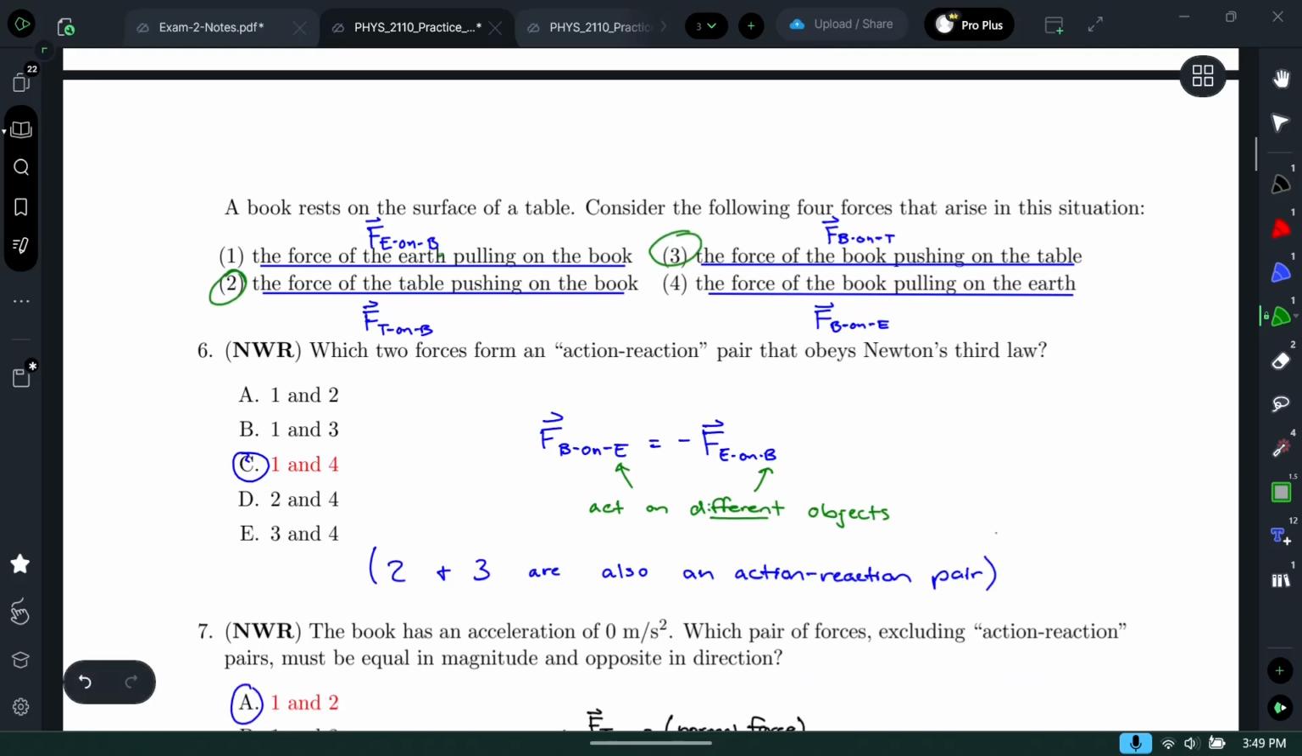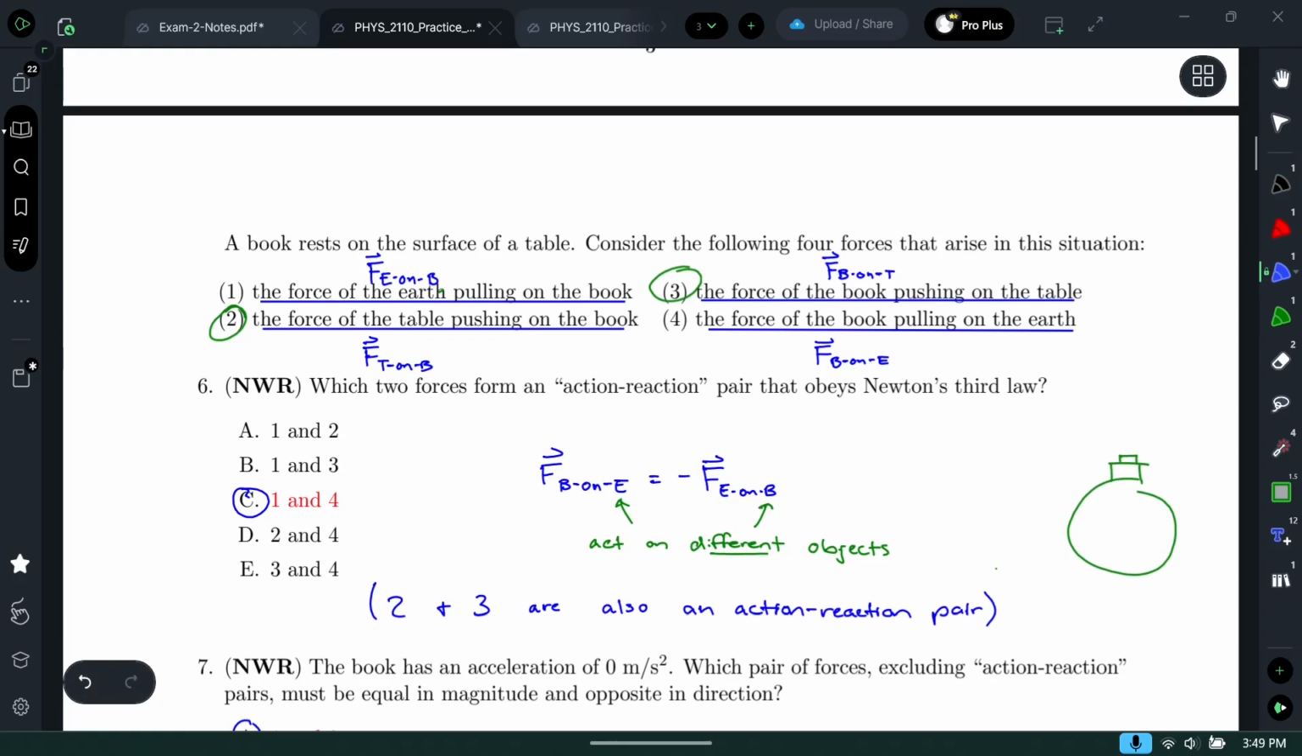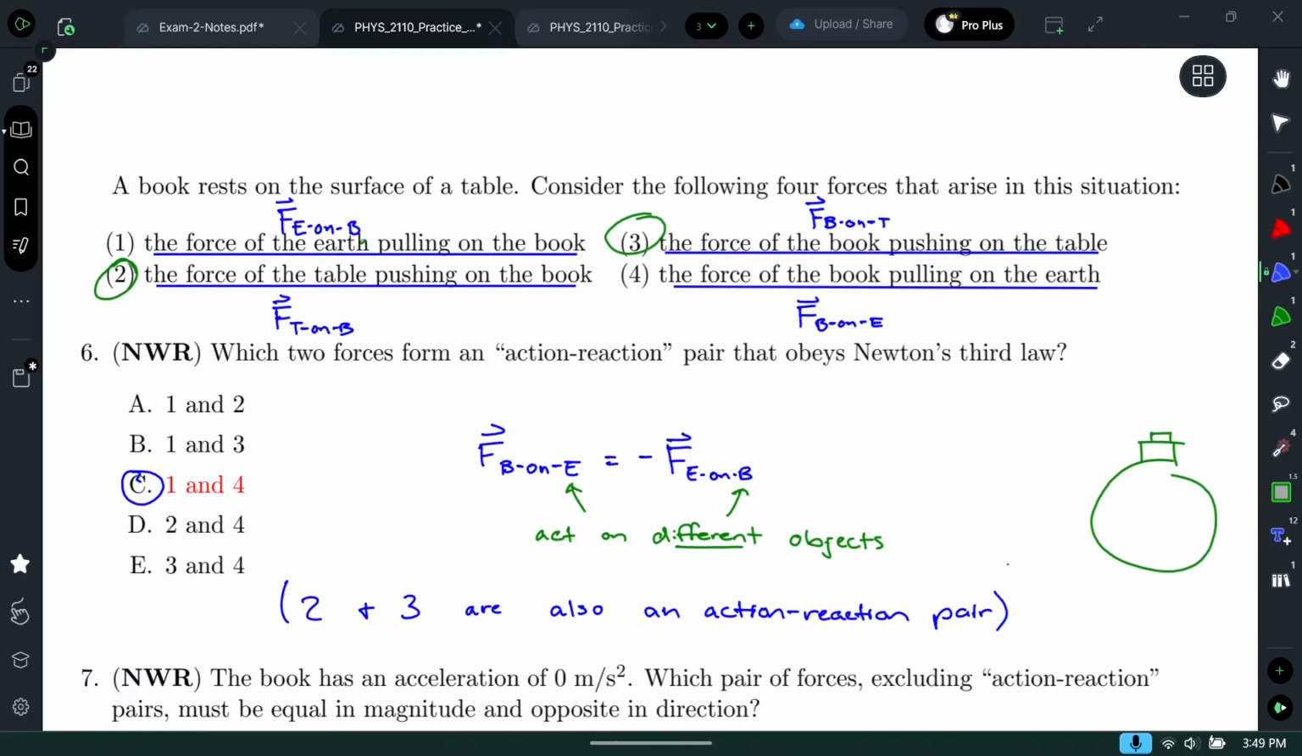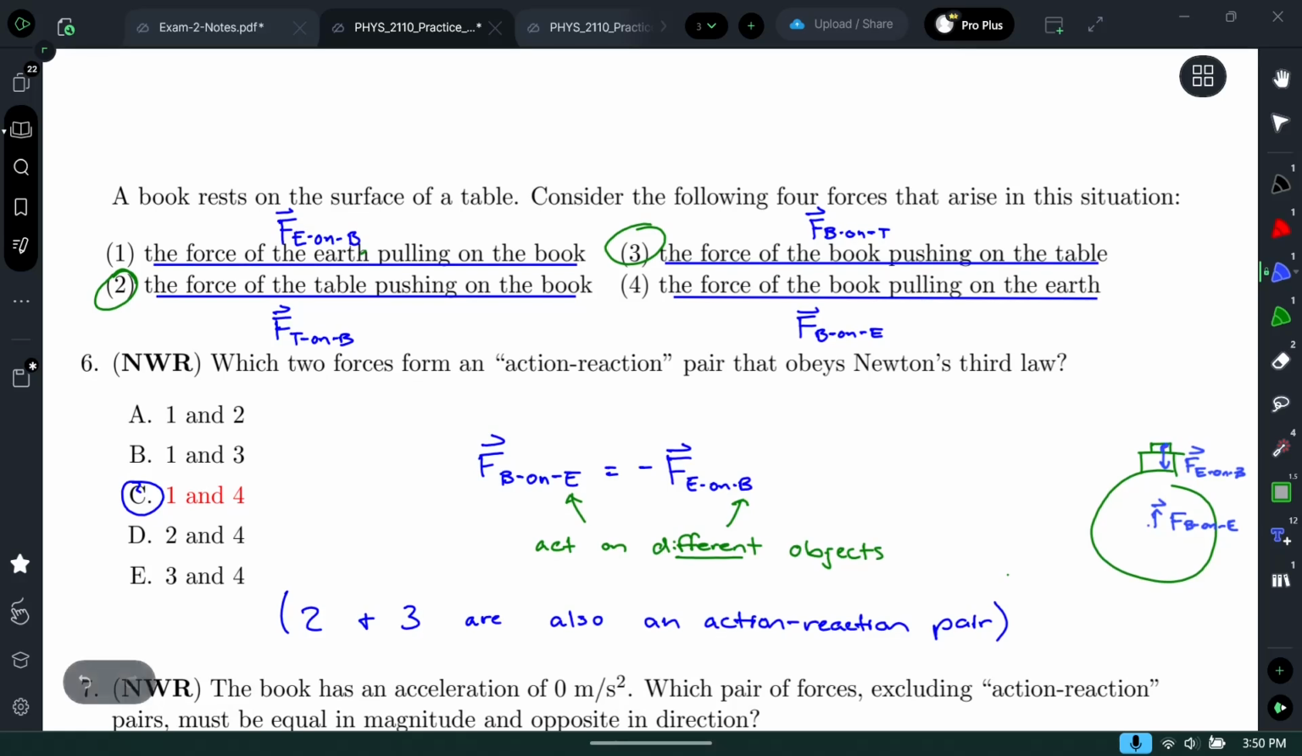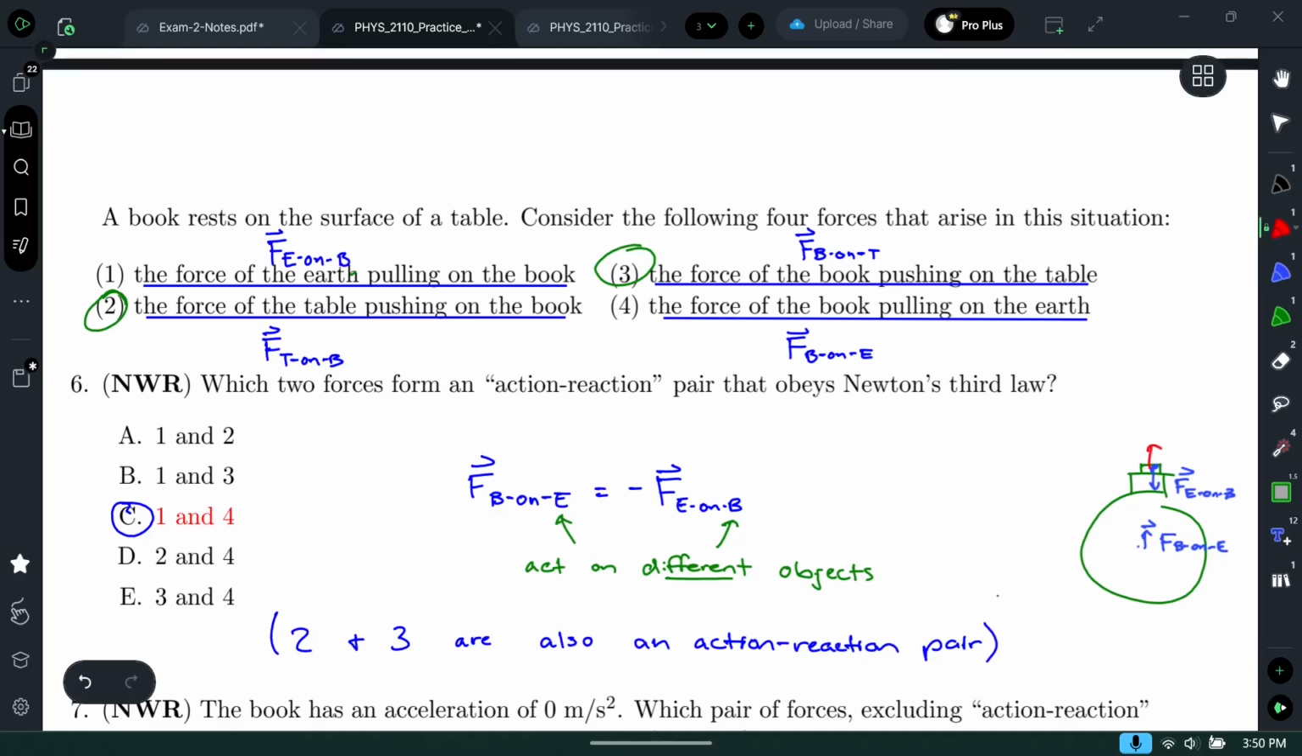So if I drew a sketch of this, we've got a table, book sitting on top of it. I'll color coordinate my action-reaction pairs. Earth pulls on the book. Book pulls on Earth. Those are equal and opposite forces. The force the Earth exerts on the book is the weight of the book. It's just another name for it. Another force pair. The table pushes on the book, and the reaction to that is the book pushes on the table. That's an action-reaction pair.